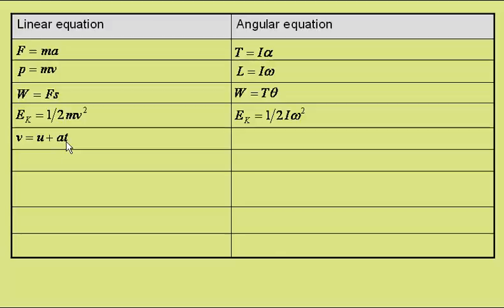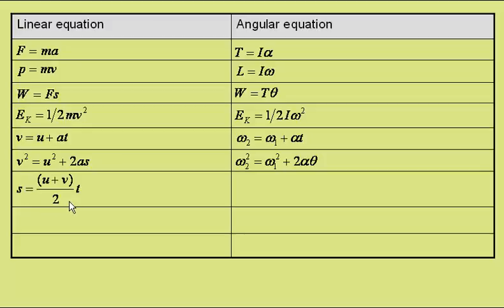v is equal to u plus at, one of the equations of constant acceleration, becomes omega 2 is equal to omega 1 plus alpha t. So omega 2, our final angular velocity, is equal to omega 1, the initial angular velocity, plus the angular acceleration multiplied by the time taken. The equation v squared equals u squared plus 2as has the equivalent form omega 2 squared is equal to omega 1 squared plus 2 alpha theta.